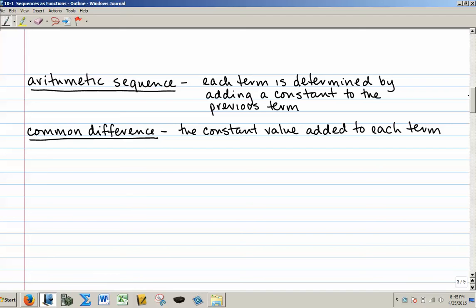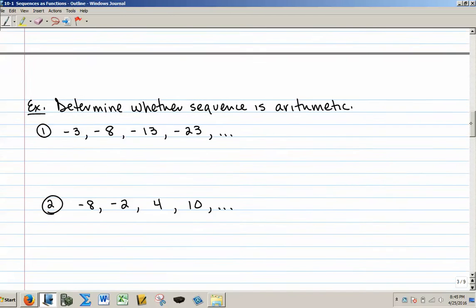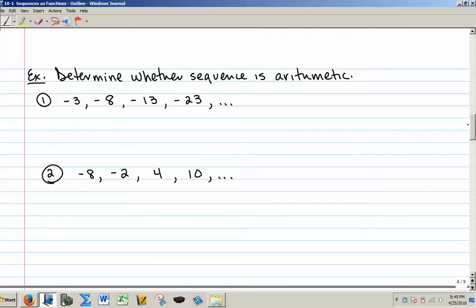An arithmetic sequence has each term determined by adding a constant to the previous term. And the common difference is what we call that constant value that's added to each term. So the sequence is arithmetic if you're adding a number each time. Let's take a look at a couple examples here. Determine whether each sequence is arithmetic.